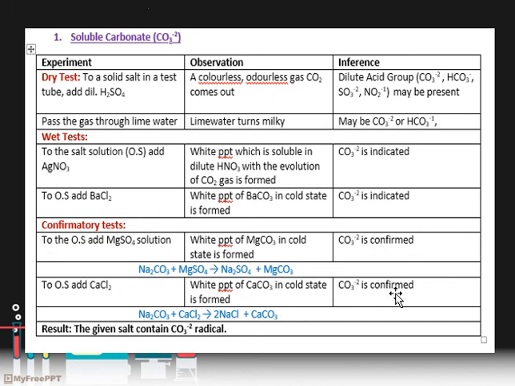Just by looking at the color change and by formation of product, you are going to do the analysis of which radical is present, whether it is carbonate or bicarbonate. Okay.